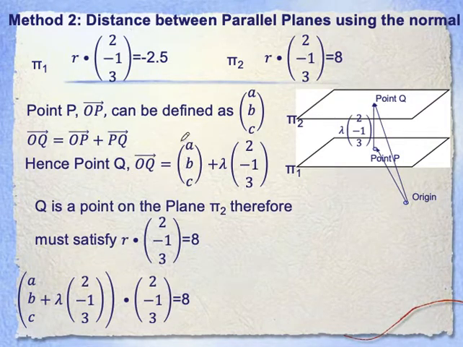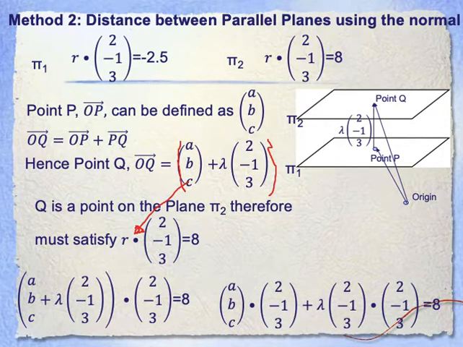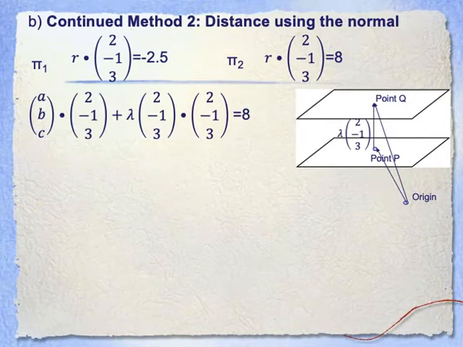So what we're going to do is put all of this in place of our R, because R represents any point on the plane and Q is a point on the plane. From here, we just start simplifying. We've just done our dot product. We'll expand out the brackets, ready for our dot product. All right, next slide.